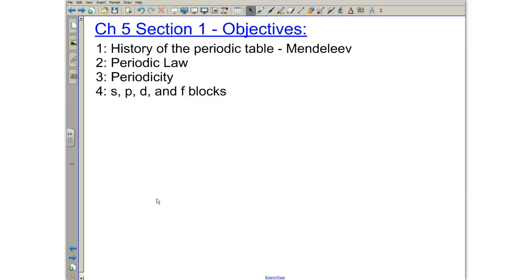Chapter 5, Section 1, the objectives. First, analyze the modern periodic table from the historical perspective, particularly the role played by Mendeleev. Analyze periodic law and periodicity, and identify the significance of S, P, D, and F blocks.